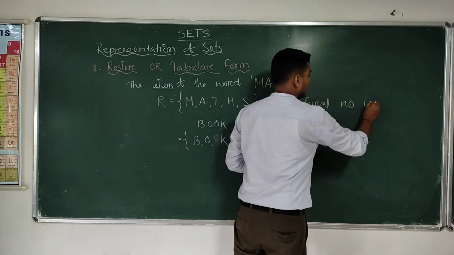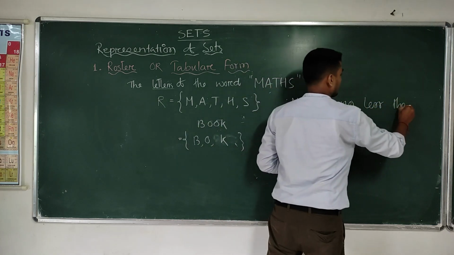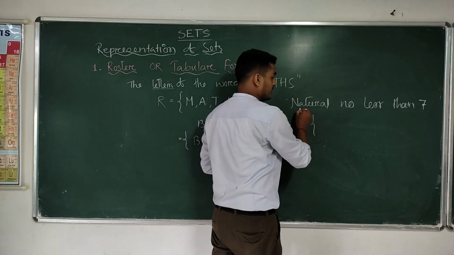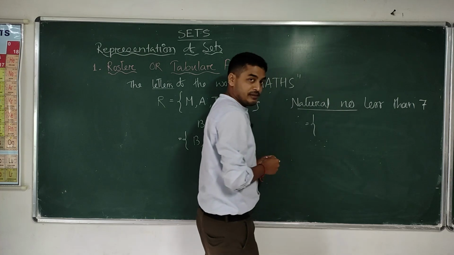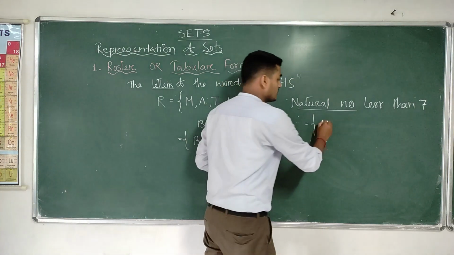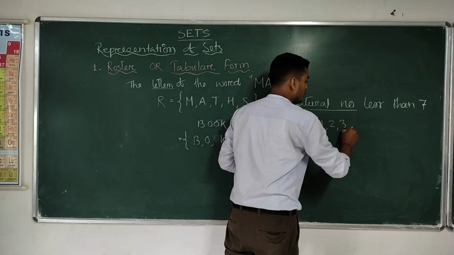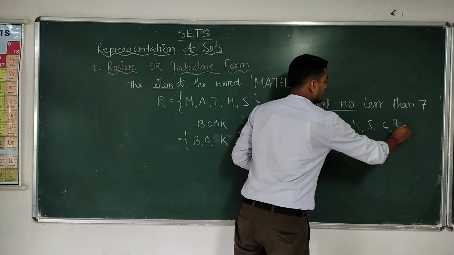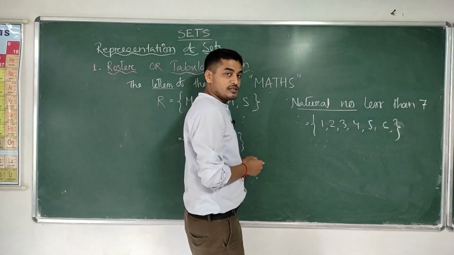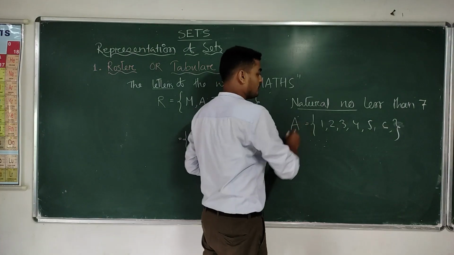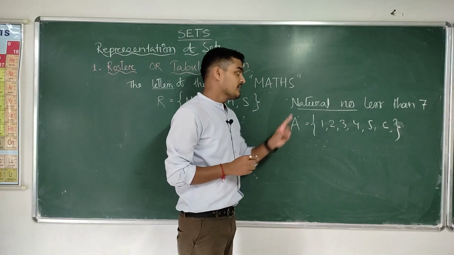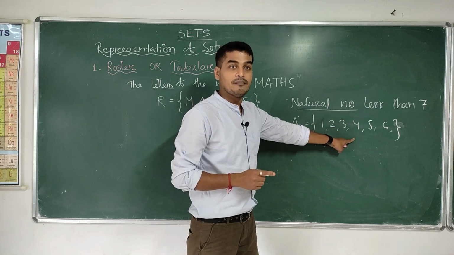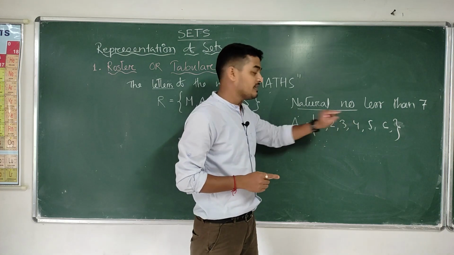Number less than 7, then obviously the natural numbers will be considered as the elements here. Just mention it: 1, 2, 3, 4, 5, 6. Less than 7 means you are not supposed to consider 7. Let A be the name of the set. What is the cardinality of the set? Cardinality means the number of elements of the set. So how many elements are there? 6.